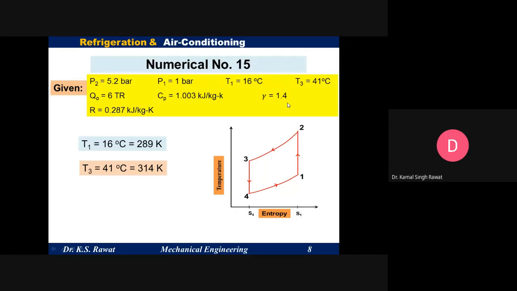Now we have P2 and P1. Can you tell me the value of the pressure ratio? The pressure ratio, P2 by P1 or P3 by P4, equals 5.2 divided by 1. So the pressure ratio r equals 5.2.